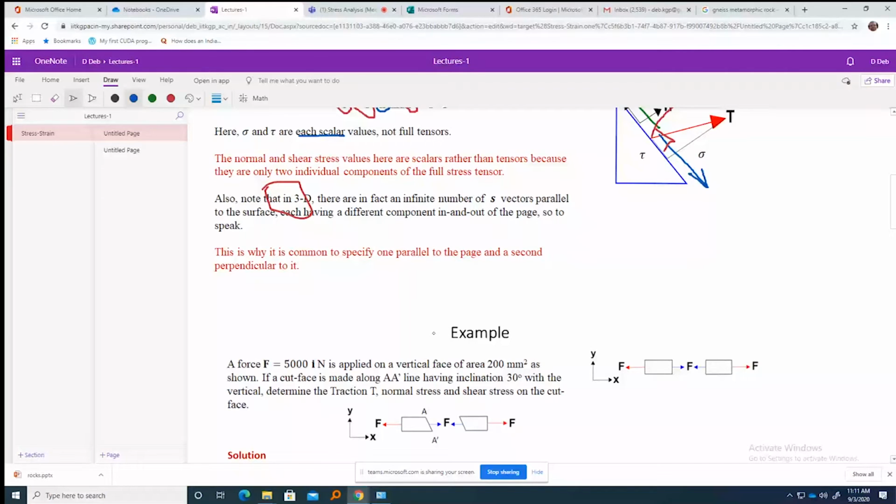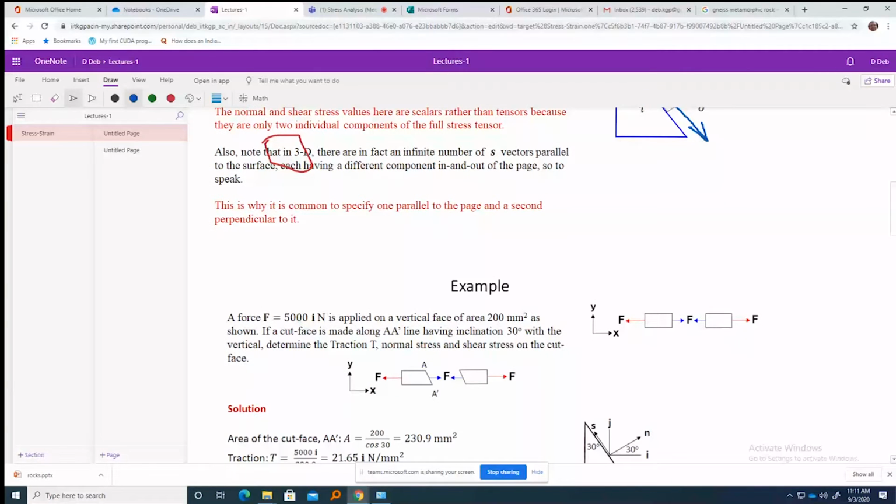Let's say a force of 5000 N is acting, and it's applied on an area of, let's say in this area, which is 200 millimeter square. Then I have cut the face in AA dash, which has a 30-degree angle with the vertical. So if I draw it, this is a 30-degree angle. Now you determine the traction along the AA dash plane as well as the normal stress and shear stress.